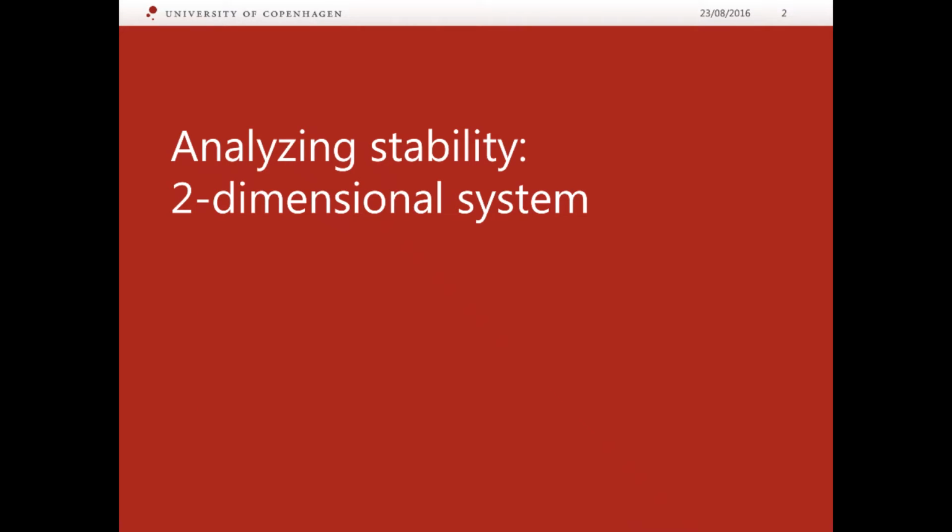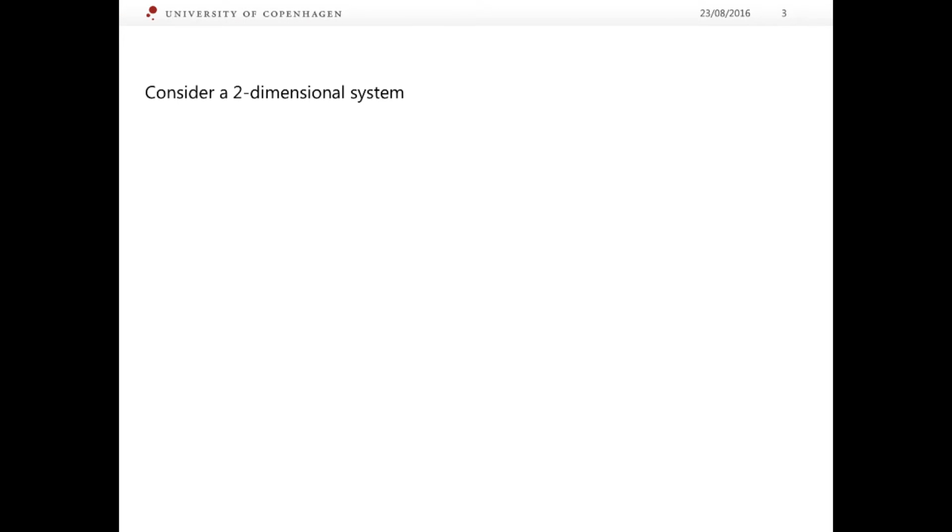As follows from the title of this lecture, we are going to consider the stability of fixed points in two-dimensional dynamical systems. First of all, let us write down the general form of an autonomous two-dimensional system on the phase plane. The general equations for such a system read as shown on the slide.